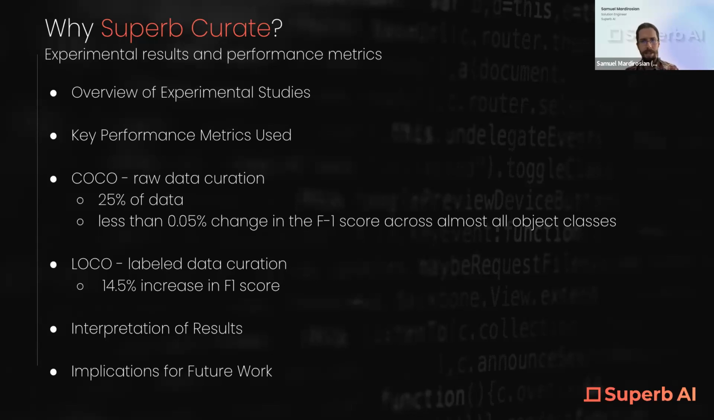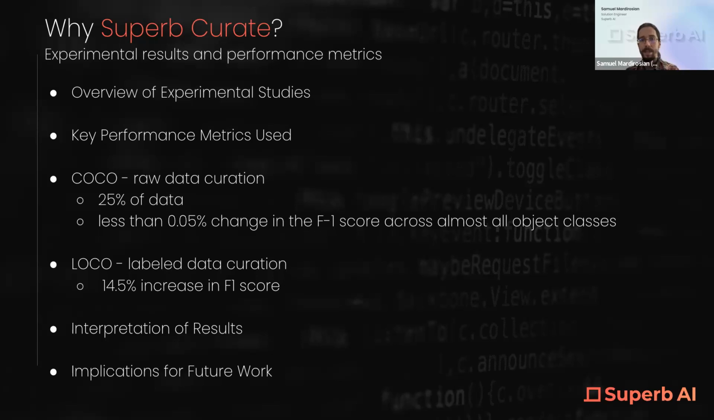Working with the MS COCO dataset, we used our auto curate in the same way that I've shown you earlier to select a subset of unlabeled data to start with. When we trained models on a curated 25% subset of data, and then compared it to models trained on the complete MS COCO training dataset, we saw only a tiny reduction in performance, with less than a 0.05 change in the F1 score across almost all object classes. This result speaks for itself. Using this sort of data curation, we can jumpstart model development with only a fraction of the labeling time.